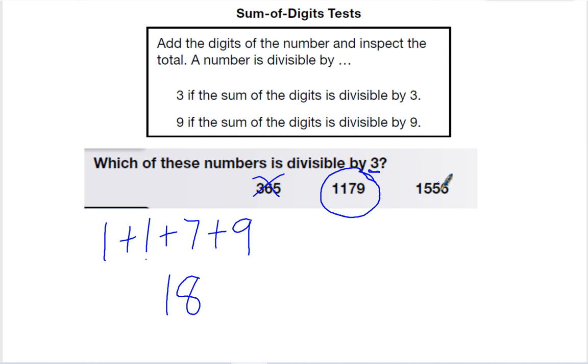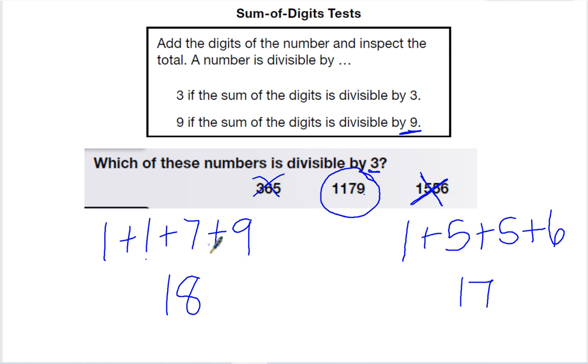And let's just check this other one to make sure. So we have 1 plus 1 plus 6 plus 7, which is 17. And 17 is not divisible by 3, so it means this number is not either. And you do the same thing with the number 9. So since 1,179, when we add those together it's 18, we can divide 18 by 9. So that means this number is divisible by both 3 and 9.